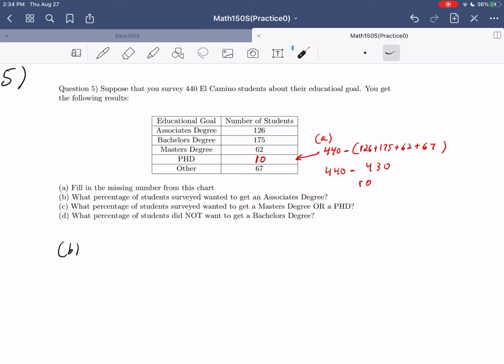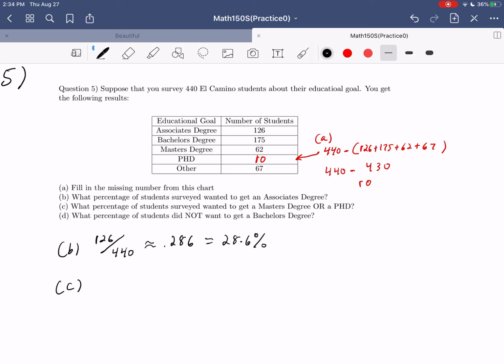Pretty straightforward here. We'll take that 126, divide by that 440. So 126 people said they wanted an associate's degree. That was out of 440. 126 divided by 440 gives us something like 0.286, which is 28.6%.